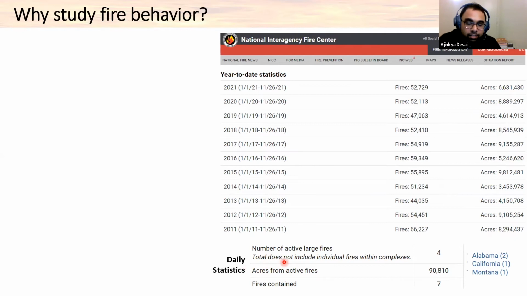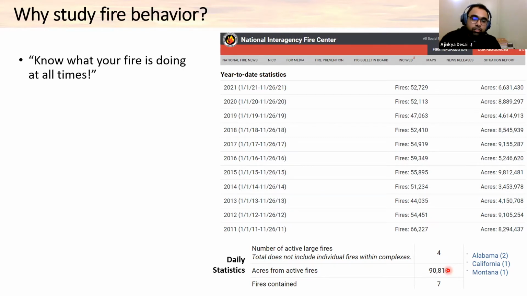Also, on the day after Thanksgiving, that is 26 November this year, firefighters had quite a bit of a job to do. They had to contain 7 fires across the US, and they also had to tackle 4 active fires. They're still active, they have not been put out, and they have already burned 90,000 acres. So this puts into context the urgency with which we need to understand fire behavior.